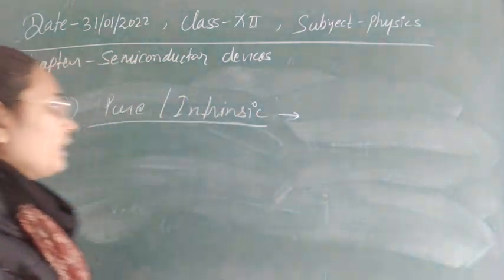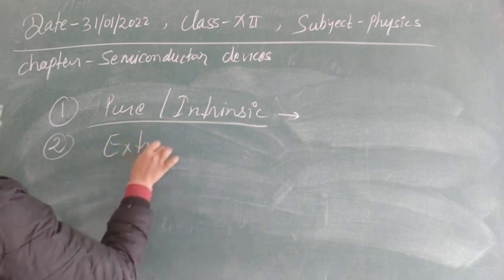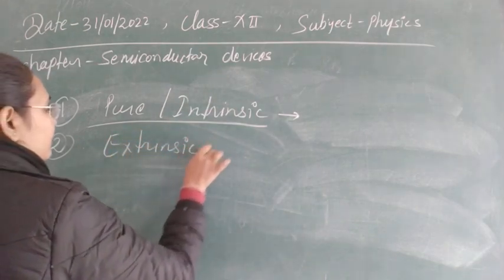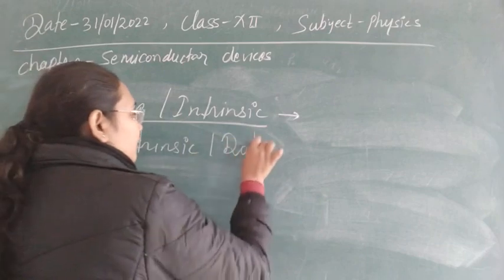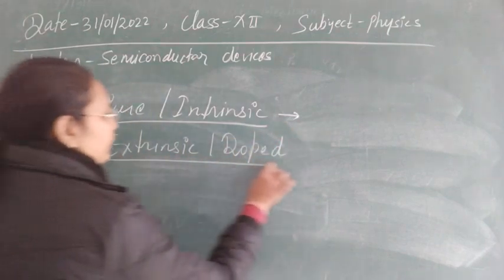Now let's see our second type of semiconductor material, which is called extrinsic semiconductor material. We also call it doped semiconductor material or impure semiconductor material. So this is the name for this one.